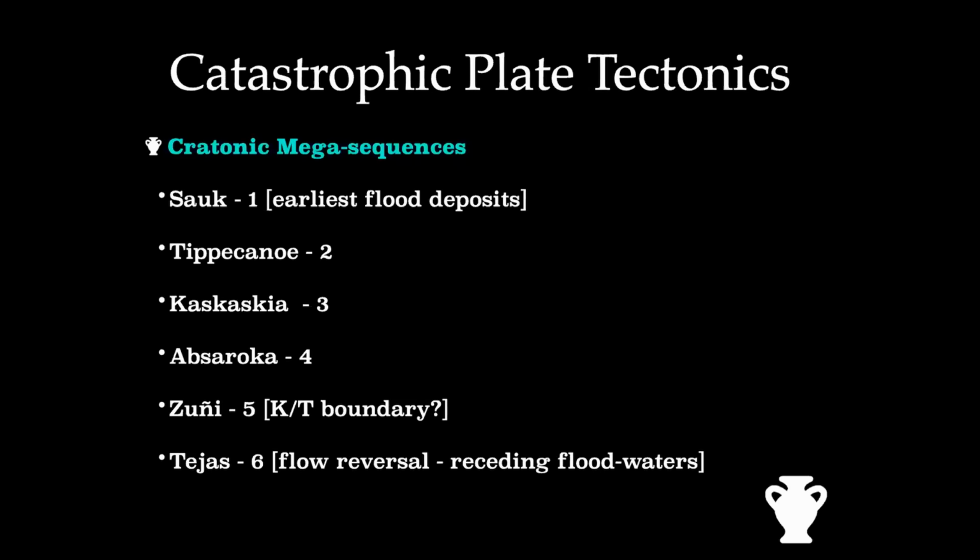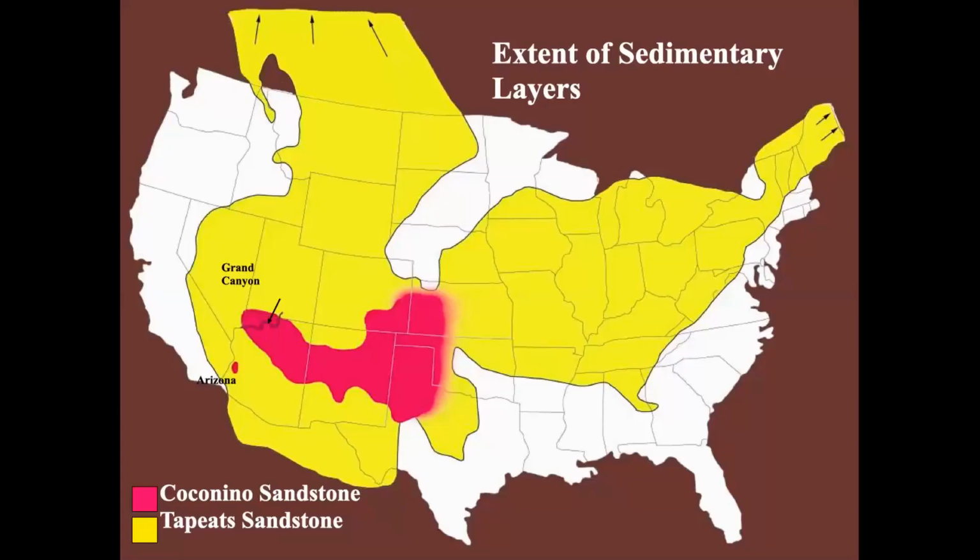You can actually look this up. These are all on Wikipedia if you want to look them up. These 6 cratonic megasequences are found literally around the world. This is a map of the extent across North America of 2 of those layers, the Coconino Sandstone and the De Chelly Sandstone. These are found one on top of the other. So some major event basically deposited all of this sand across North America, and it goes all the way up into Canada.